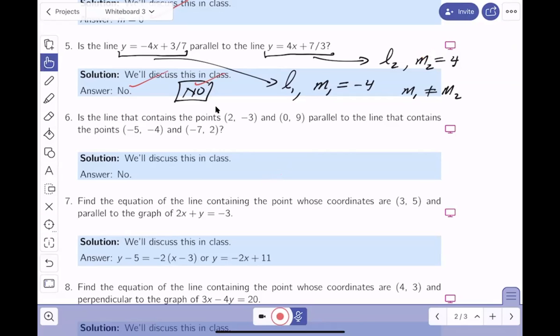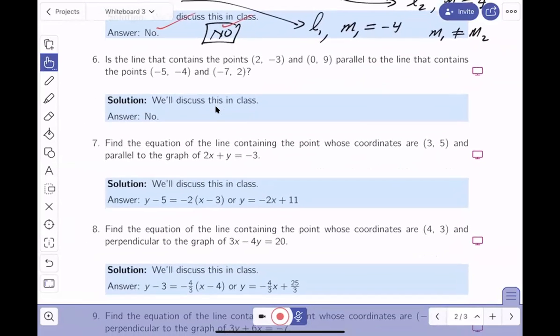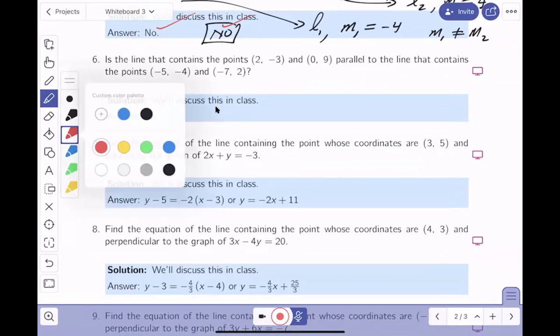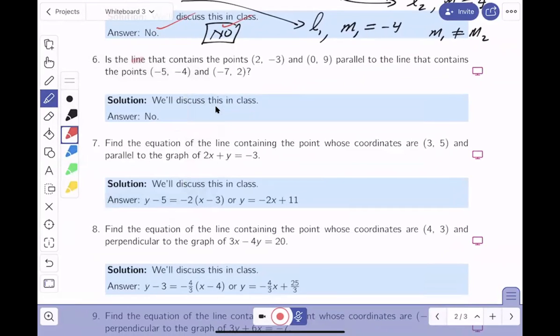Let's go to number 6 now. And again, it's more difficult. I'll tell you why it's more difficult. The sentence appears to be longer. But here's what they say, and I'm going to outline this for you. They say there's a line that contains these 2 points over here. And there's a line that contains these points over here.